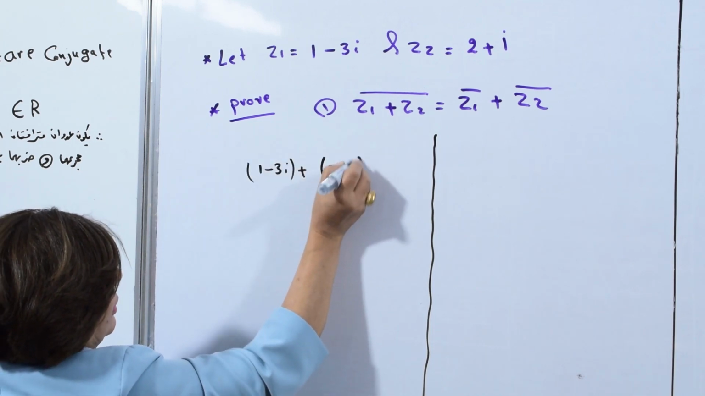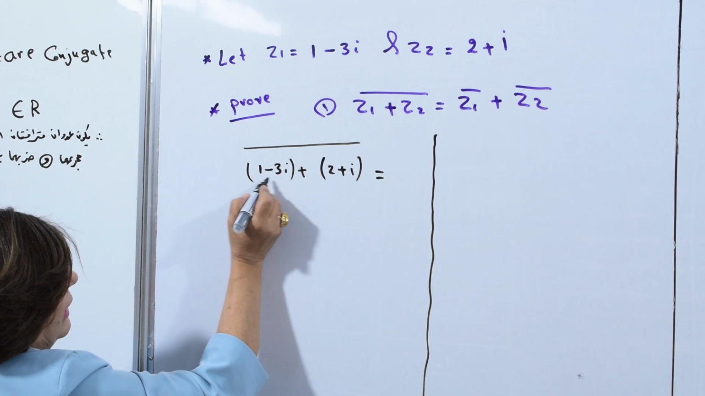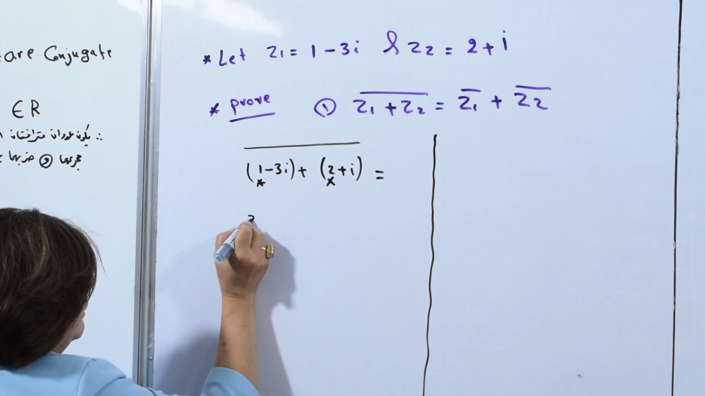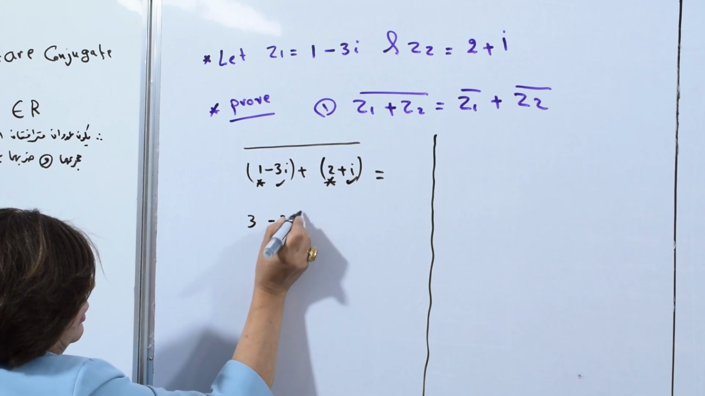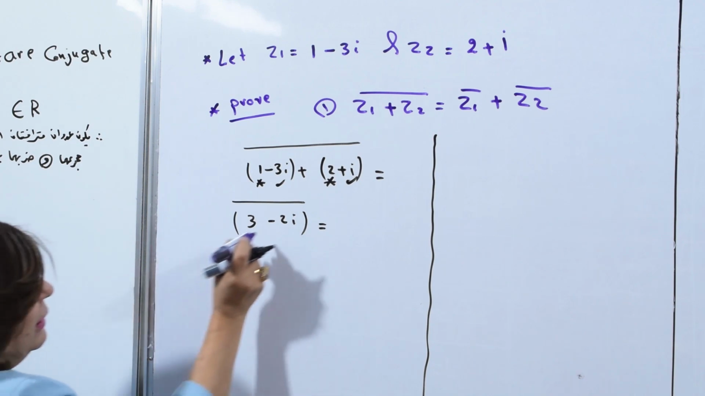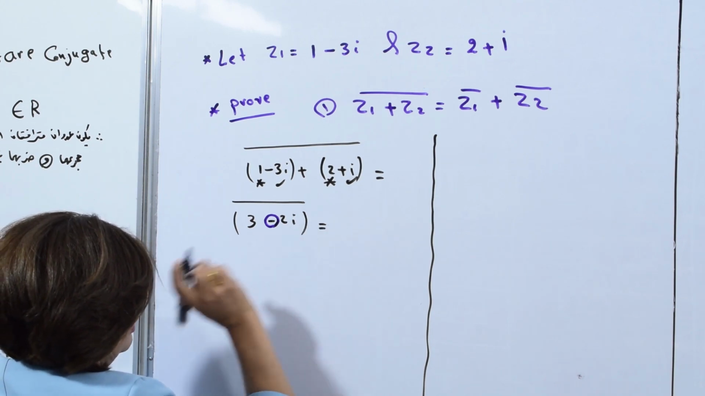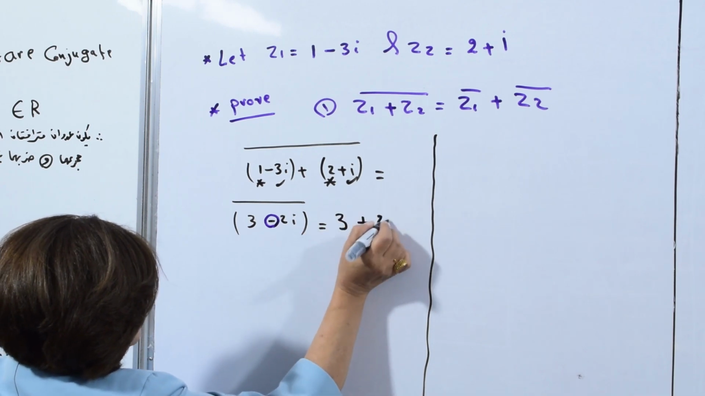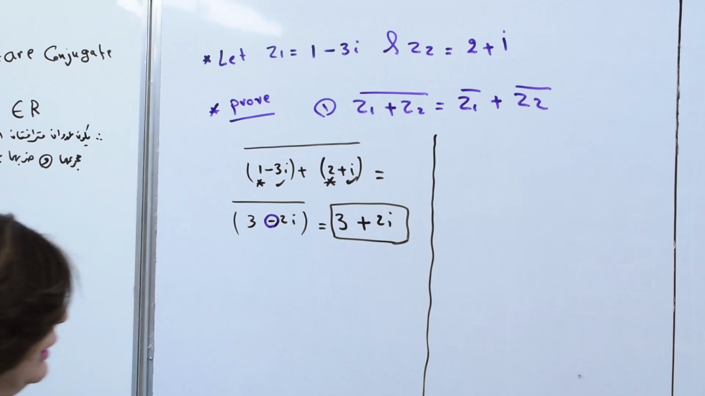2 plus i, all under conjugate, gives 1 minus 3i plus 2 plus i. Real part with real part gives 3, imaginary part with imaginary part gives negative 2i, all under conjugate. That means, هذا يعني, change the sign of the imaginary part only when we take the conjugate: 3 plus 2i. This is the result for the left side, هذا هو ناتج الطرف الأيسر.